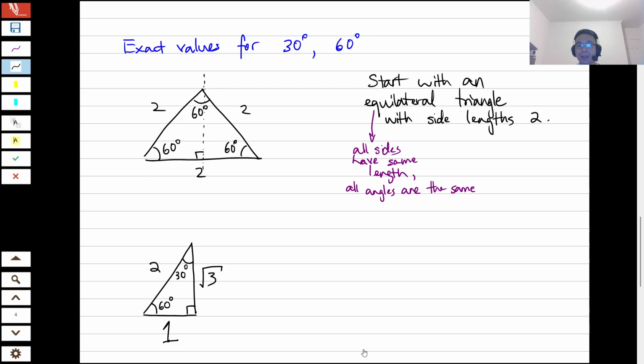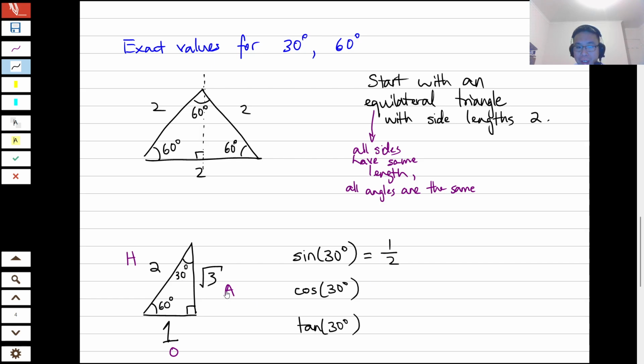And now we're ready to write down sine, cos, and tan for 30 and 60. So we'll start with 30 degrees. If I call this the opposite side, I call this the adjacent side, and I call this the hypotenuse side. Sine is opposite over hypotenuse, so that gives me half. Cosine is adjacent over hypotenuse, so that gives me root 3 on 2. And tan is opposite over adjacent, which gives me 1 over root 3, which is the same as root 3 on 3.